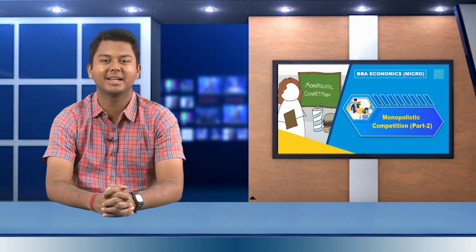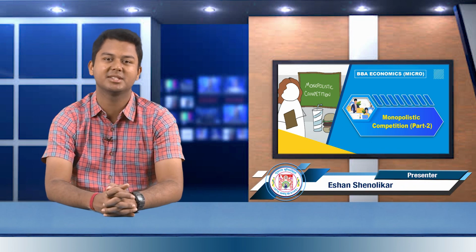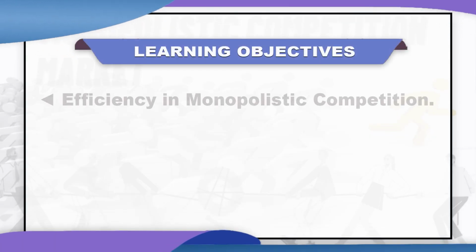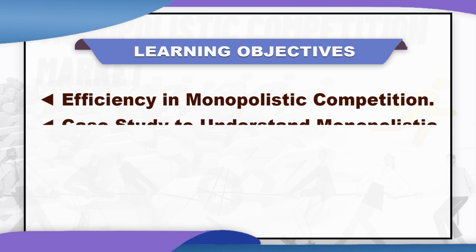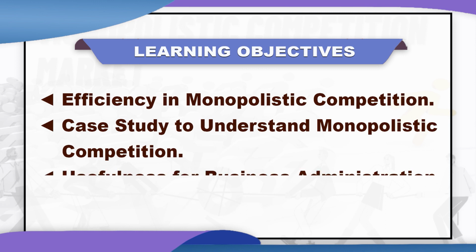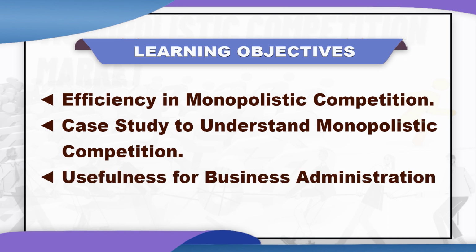Hello students, my name is Ishan Chenulikar and today I will be speaking about Monopolistic Competition Part 2. Let us look at the objectives of this session. First we will start with understanding the efficiency in terms of this market structure, monopolistic competition. Then we look at a case study to understand monopolistic competition. Finally, we look at its usefulness for business administration students.